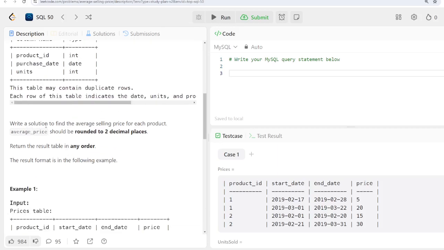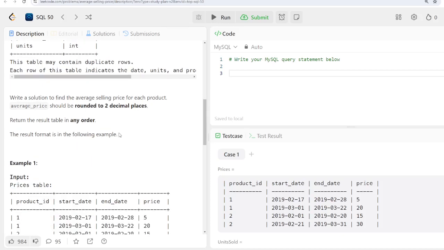Now we need to write a solution to find the average selling price for each product. Average price should be rounded to two decimal places. So what we need to do is find out the average selling price for each product, and then round that average selling price to two decimal places. Return the result table in any order, so we don't have to do order by. The result format is in the following example.